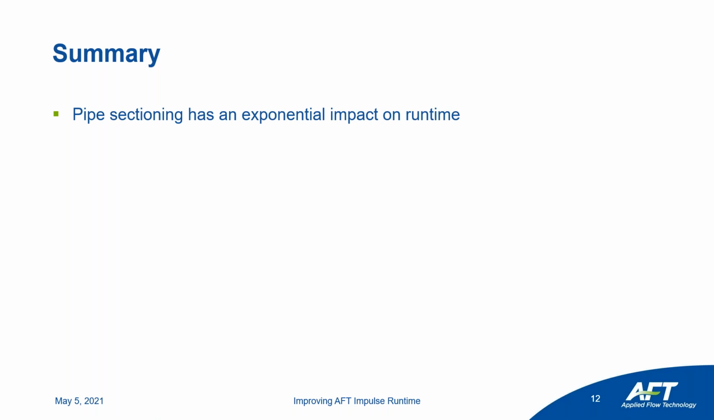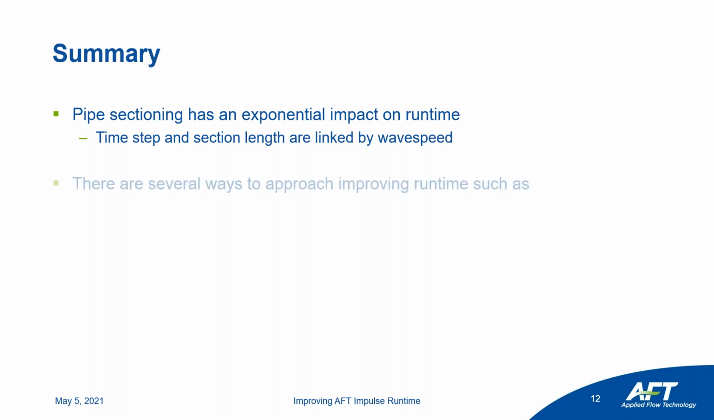First thing, and I think the most important thing, is pipe sectioning has an exponential impact on your runtime. The more sections that you add to your system, not only do you have more calculations per pipe, but the shorter your time step is going to be. So you're really double-fold in how you're being impacted. Time step and section length are all linked by the wave speed. Because they're linked, changing one inherently changes the other.